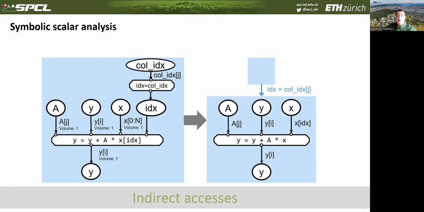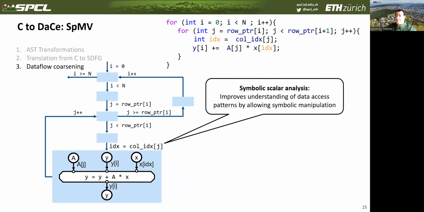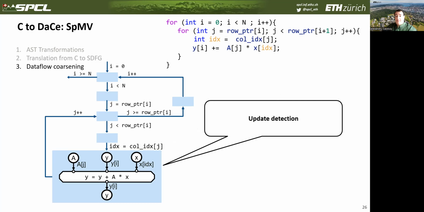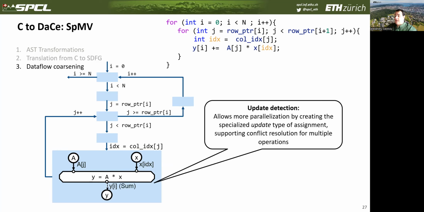The transformed code would look like this then. And now it allows us to reason about how X is accessed. A further improvement and transformation that we add is update detection. This allows us to more effectively parallelize the code by creating an update type of assignment, supporting conflict resolutions for multiple operations.